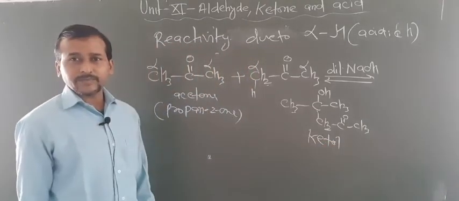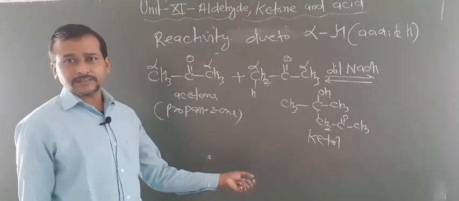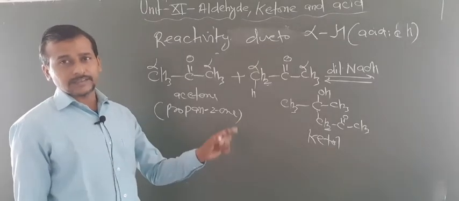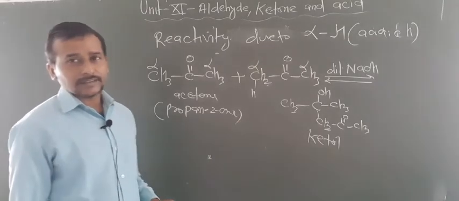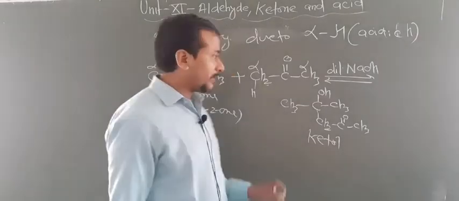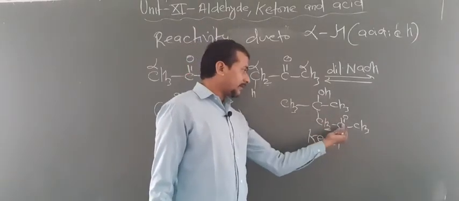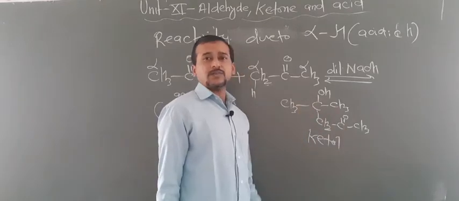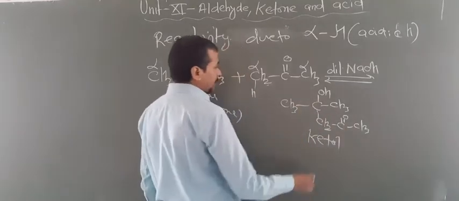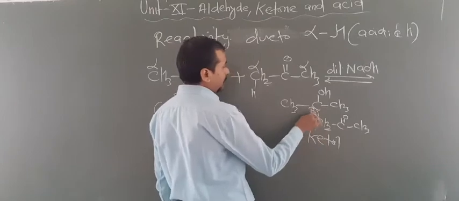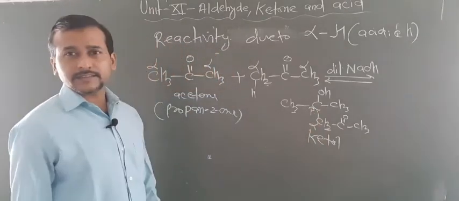One more chemical may be formed, known as ketol. This is formed when a ketone reacts with a dihydric alcohol. Here it is a ketol because it contains both a ketone group and an alcoholic group. So this is again alpha and this is beta, so this is again a beta hydroxy ketone.